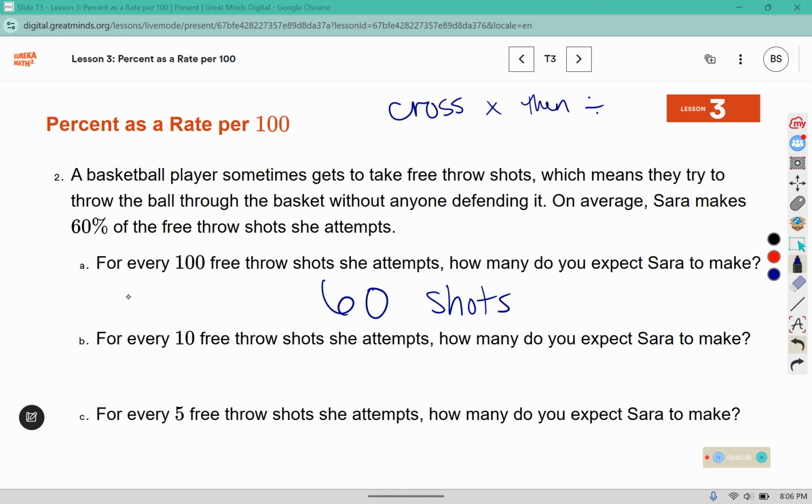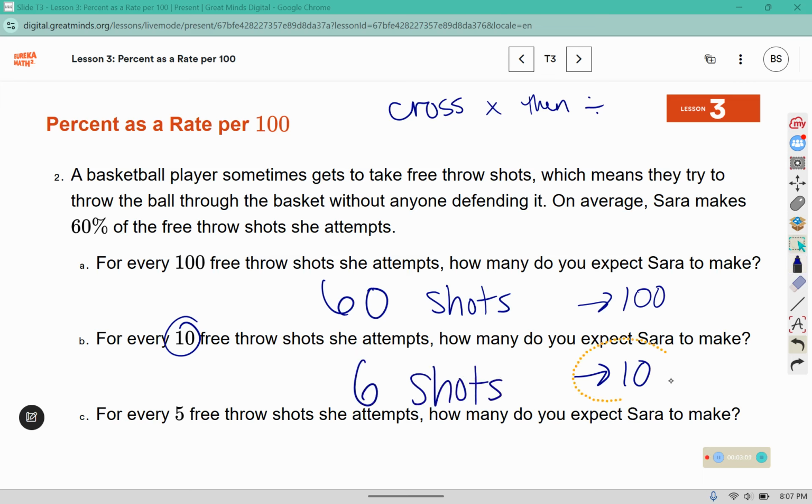Now, if 60 goes along with 100, how much would we use for 10? Well, 100 divided by 10 is 10, so 60 divided by 10 would give us 6 shots. We expect her to make 6 shots for 10 of the ones she attempts. If she only attempts 5, that's half of 10, and half of 6 is 3 shots that we would expect her to make.